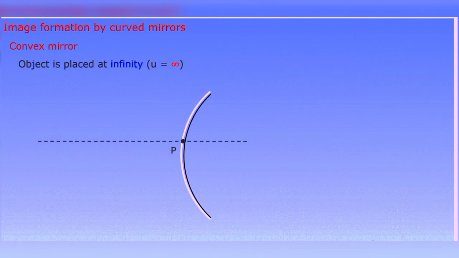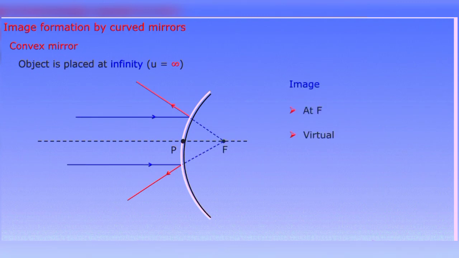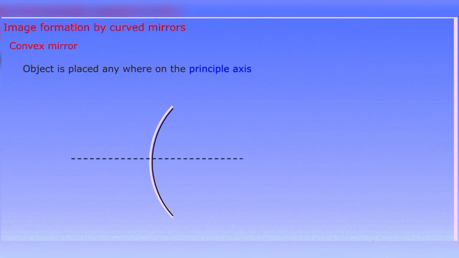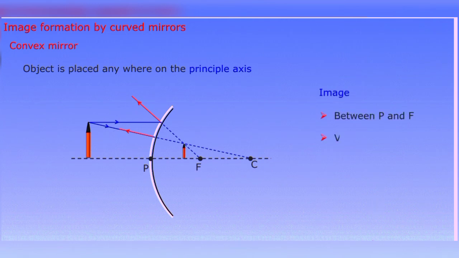Next topic is image formation by convex mirror. Convex mirror always produces a virtual image. There are only two cases by convex mirror. First is when the object is placed at infinity. Position of image at the focus. Size of image highly diminished. Nature of image erect and virtual. And the last case is when the object is placed anywhere on the principal axis. Image position between pole and focus. Nature virtual, erect and diminished.